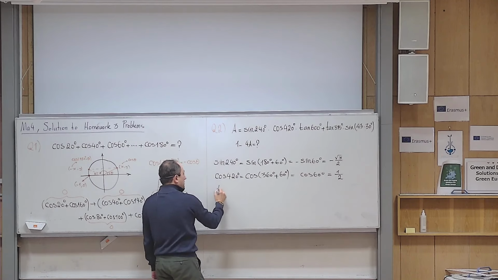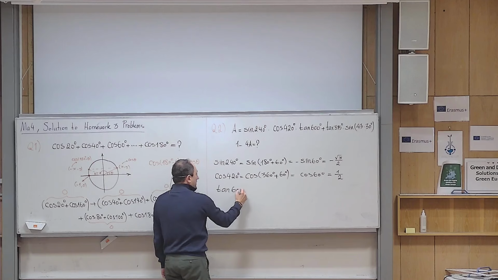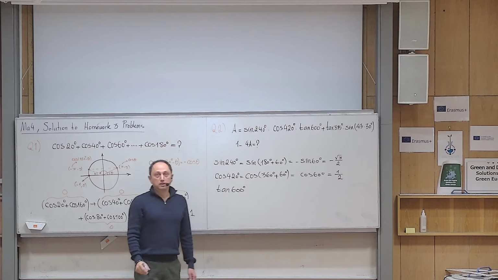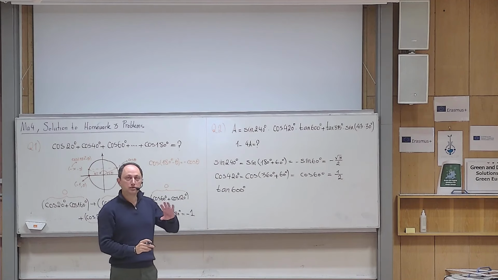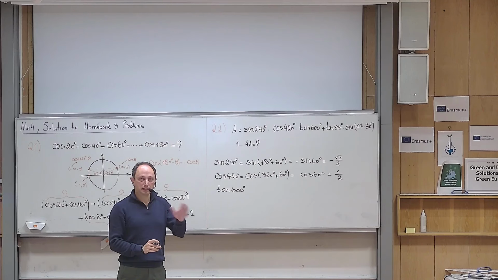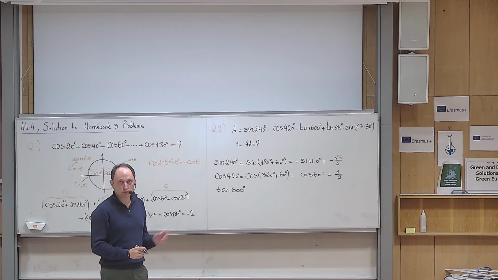That one, tangent of 600. It's good to know that the period of tangent is 180 degrees. So what does it mean? It means every integer multiple of 180 can be ignored when it comes to tangent.